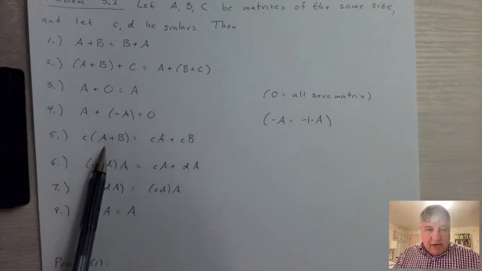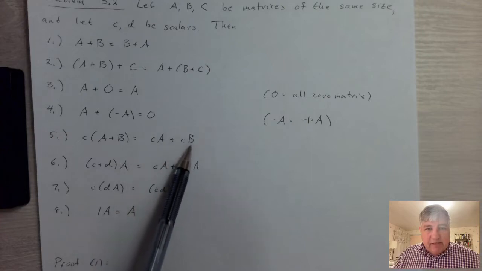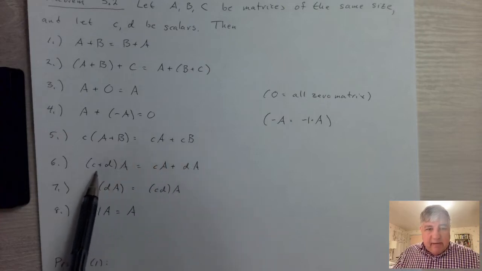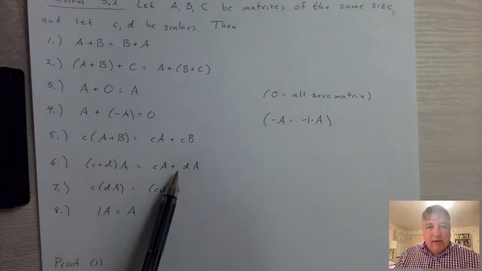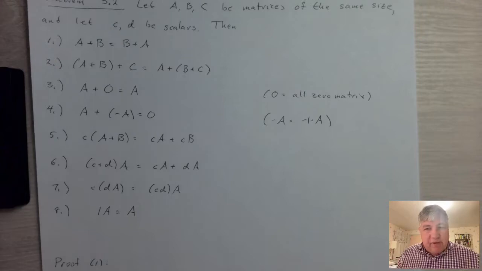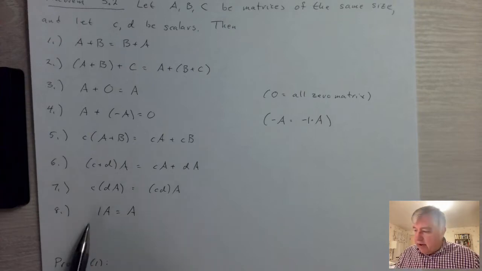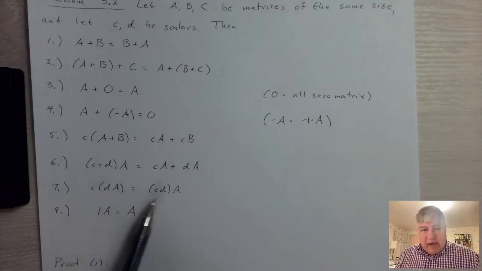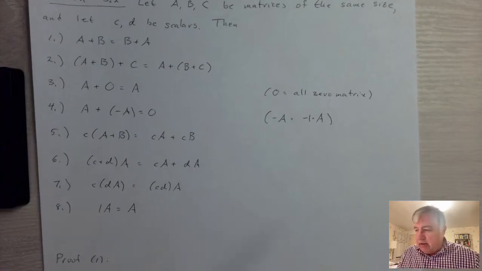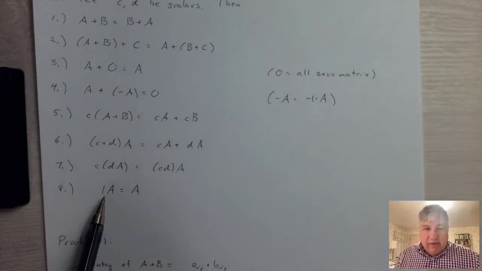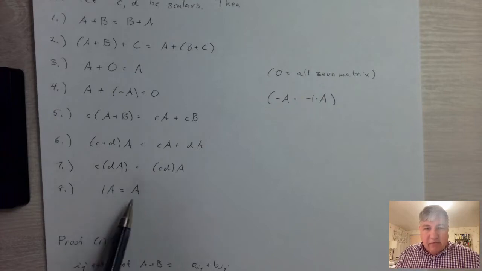I have a real number c times the quantity A plus B. That's just cA plus cB. And you have little c plus little d times A is little cA plus little dA. These two are kind of like a distributive law that involves matrix addition and scalar multiplication. And then number 7 says c(dA) equals (cd)A. I think it's called the associative law for scalar multiplication. And number 8, the most apparent one, says that 1 times A is equal to A.